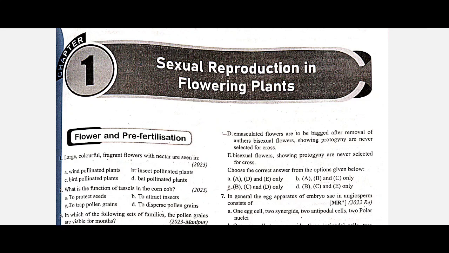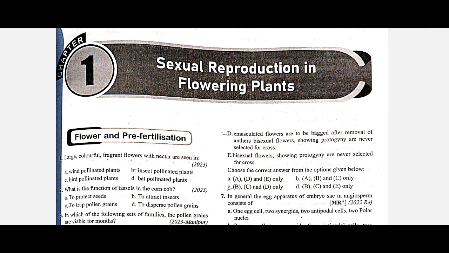Sexual reproduction in flowering plants. Flower and pre-fertilization. First, large colorful fragrant flowers with nectar are seen in wind pollinated flowers, insect pollinated plants, bird pollinated plants, bat pollinated plants. The answer is insect pollinated plants.